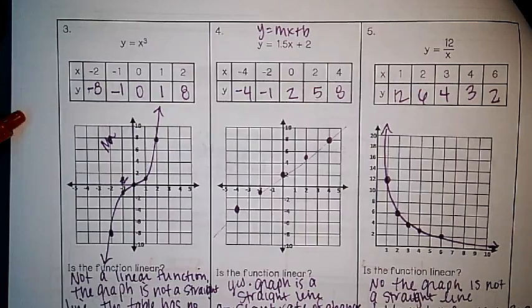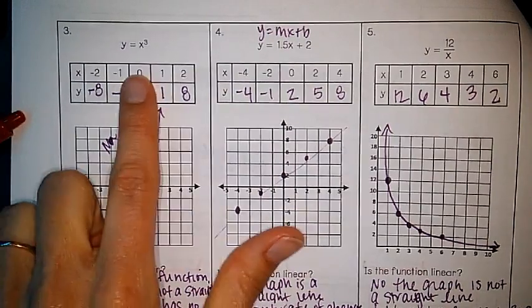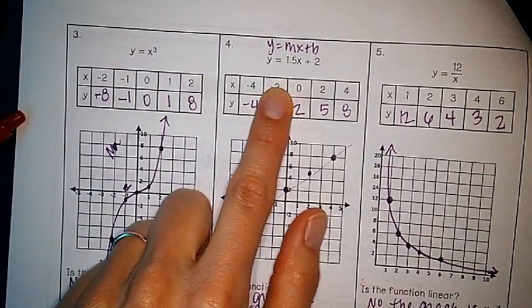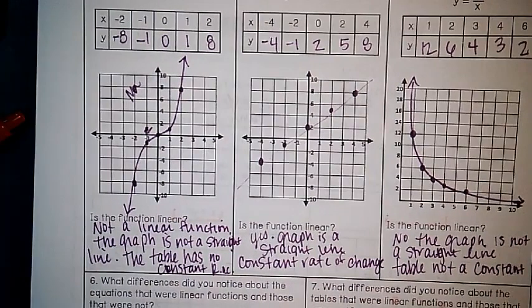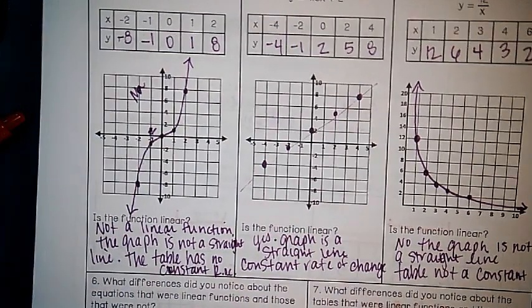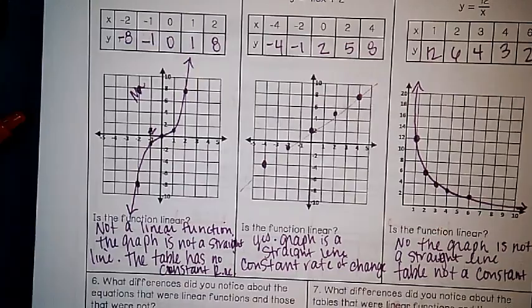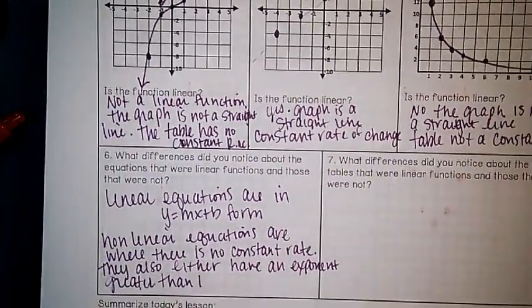You've already told me that the one in the middle is in y equals mx plus b format, which means that the other two are not in y equals mx plus b format. But what does that mean? What does this one have that this one doesn't have? Exponent. Thank you. So they also have an exponent greater than 1. What else do they have?